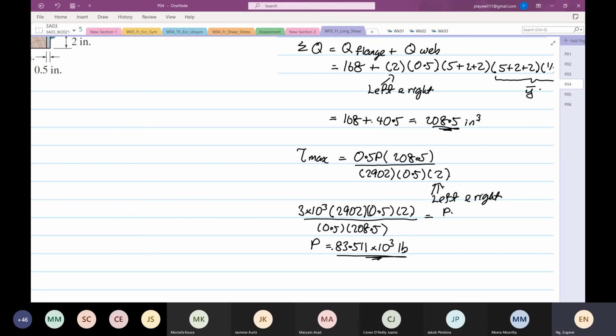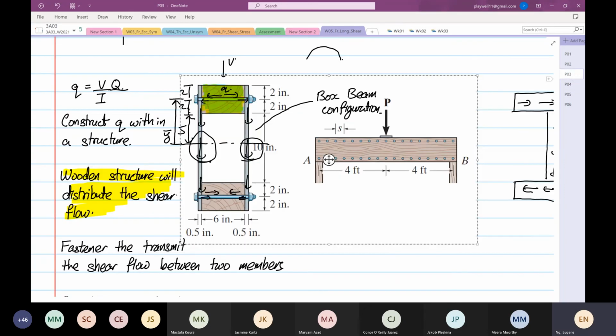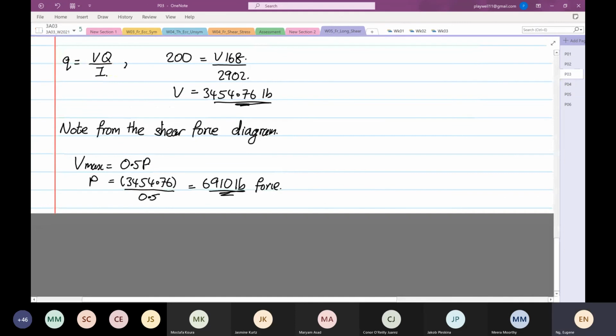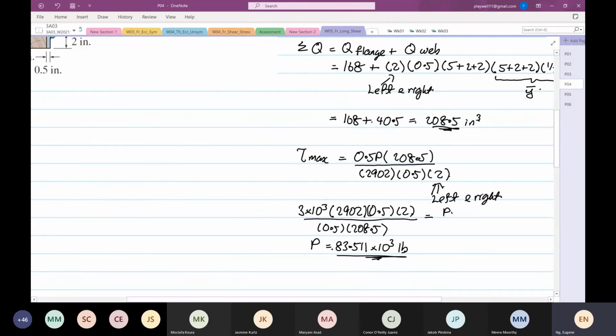A way to compare this: the shearing force required to induce failure of the structure is 83.511. If you look at the joint, what is it? 6912 pound force. So that's why, as an engineer, you say this looks about right. Why? Because the joint will fail first. If this value, 83.511 times 10 to the power 3, is lower than the joint, then you start to worry.